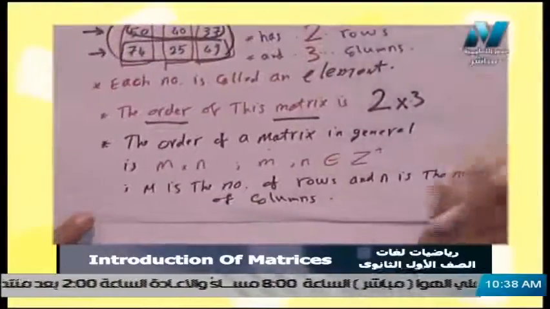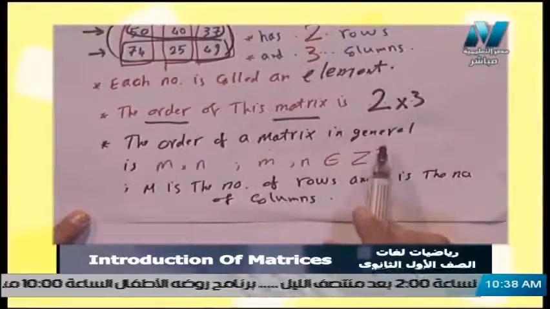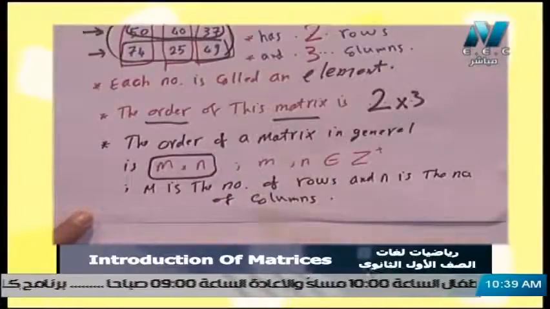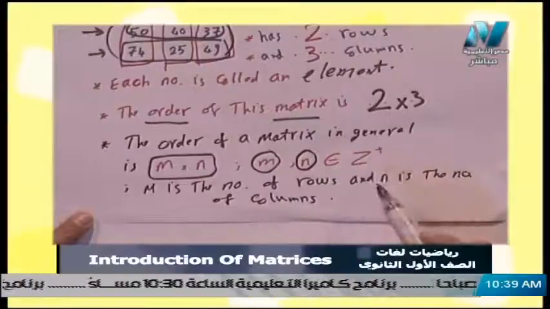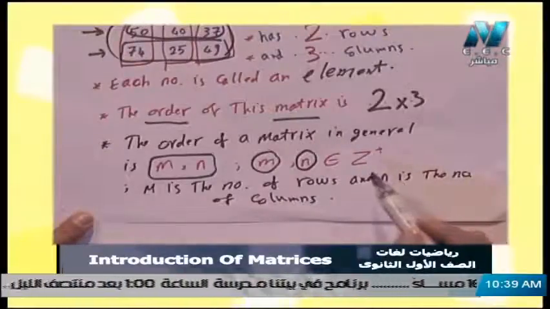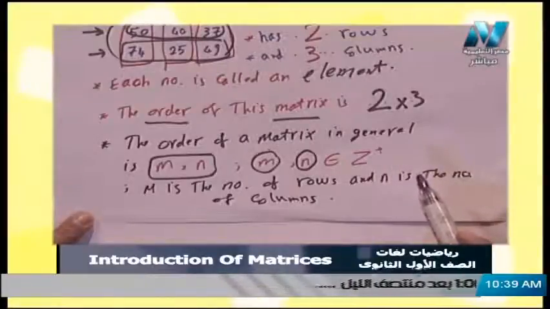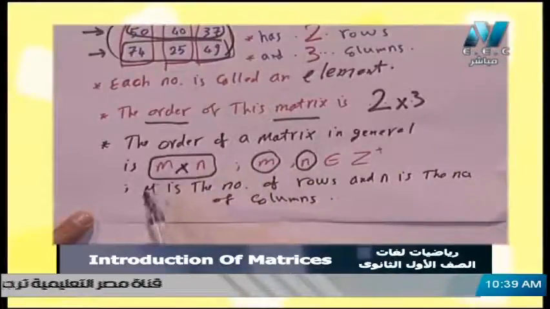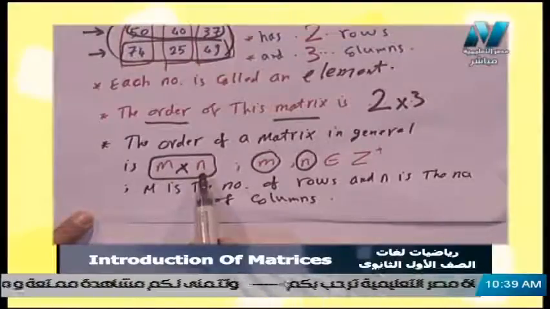Generally, we say that the order of a matrix is m by n. M and n must belong to positive integers, which means no fractions and no decimals, only 1, 2, 3, 4, and so on. So in general, the order of a matrix equals m by n, such that m is the number of rows and n is the number of columns.